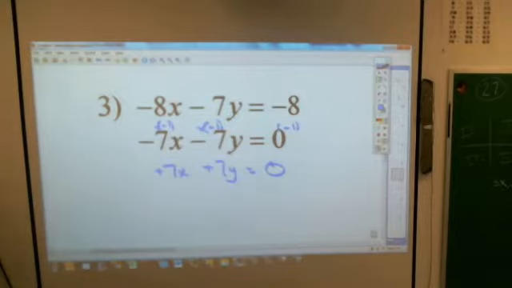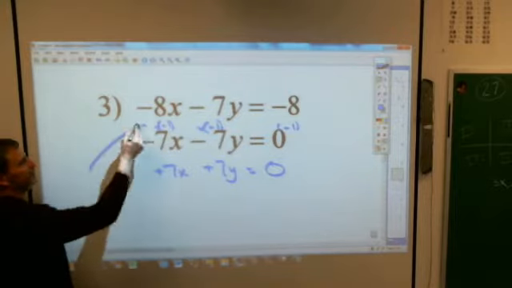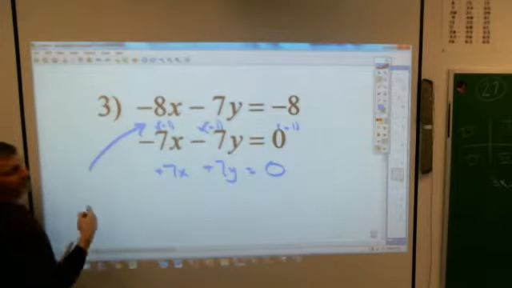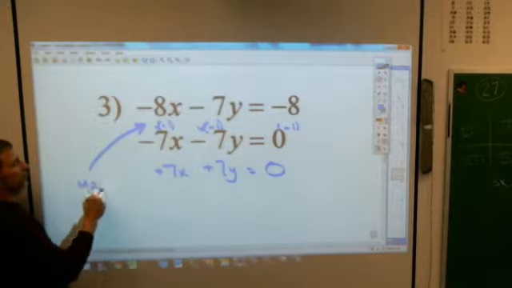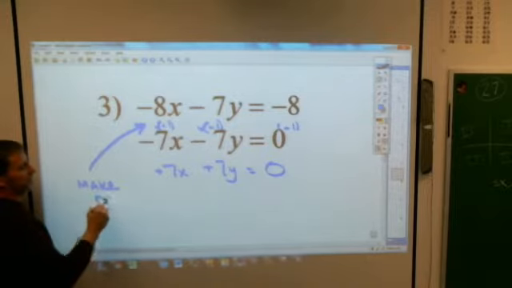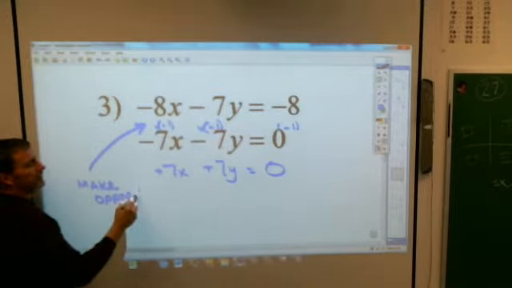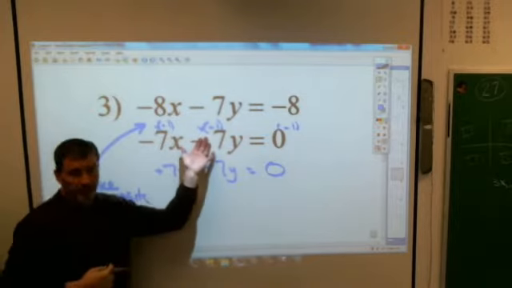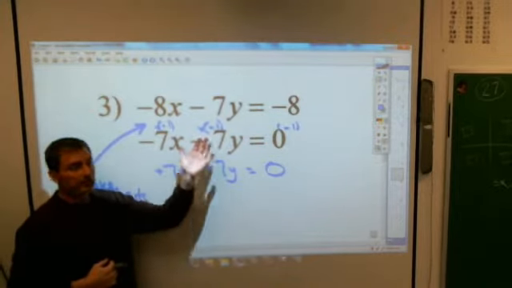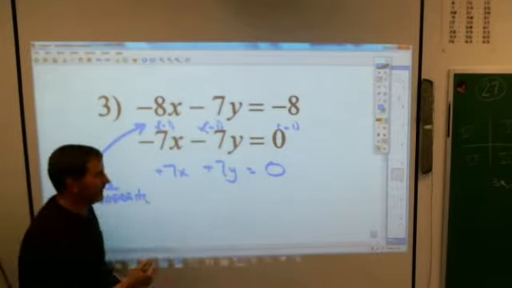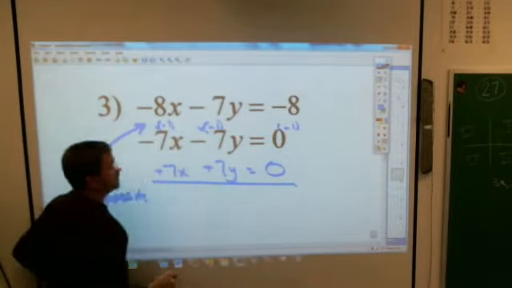You got that? If you have to, you are going to have to multiply every term by the same thing to get them to be opposites. You need to make one of the terms opposite. And you might have had to multiply this by a 2, maybe by a 4, but everything would have to be multiplied by that. And then here comes our elimination.